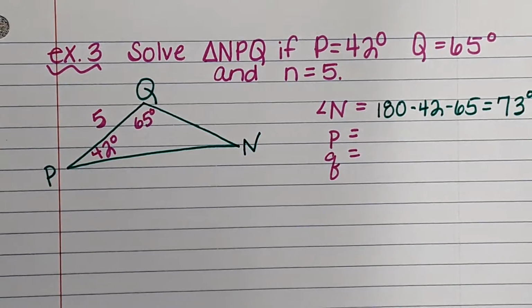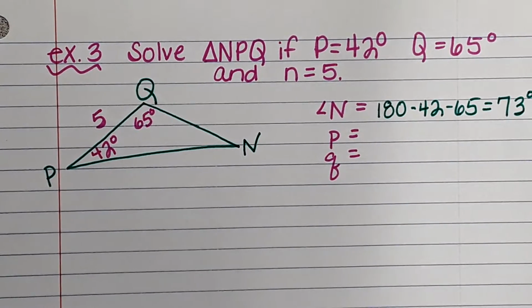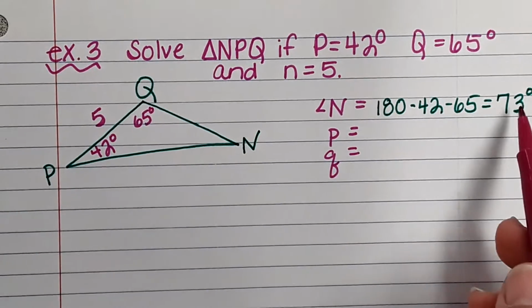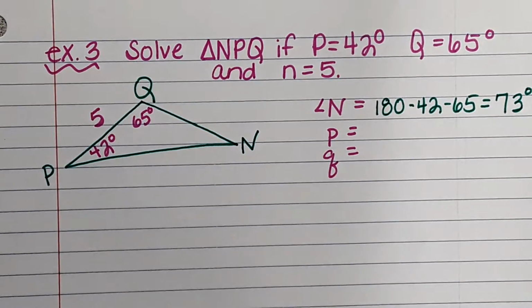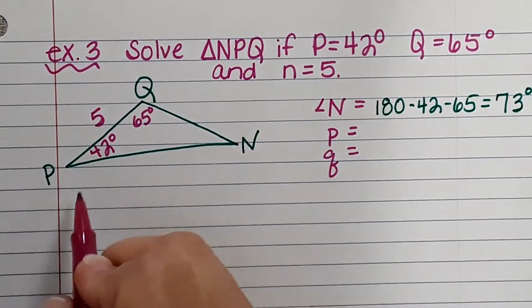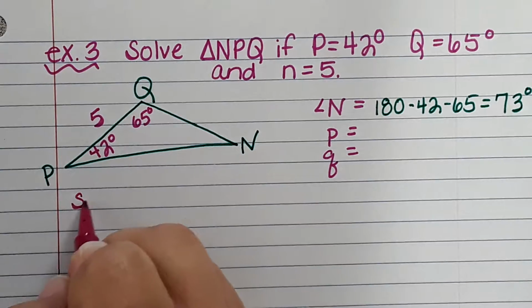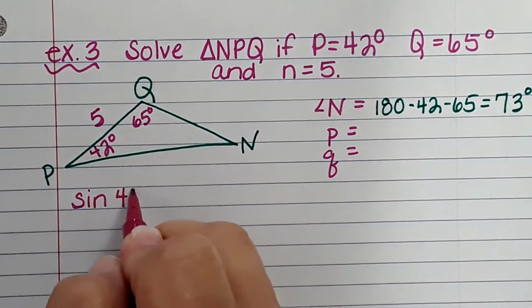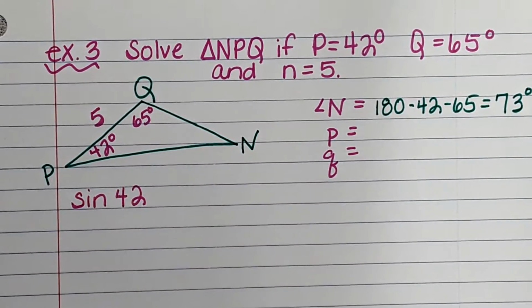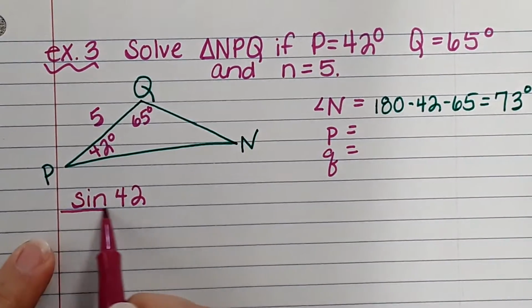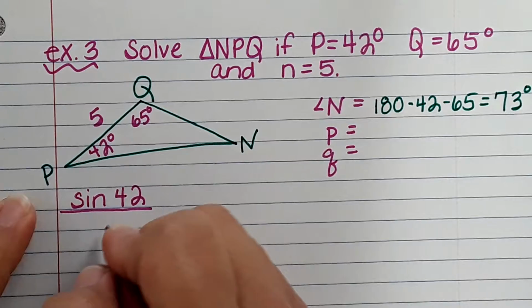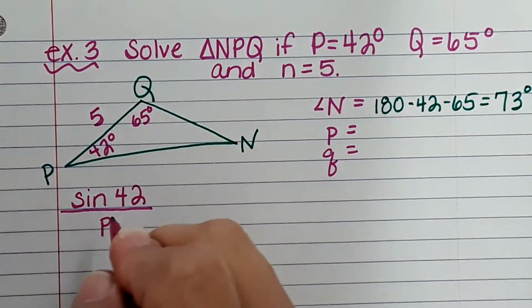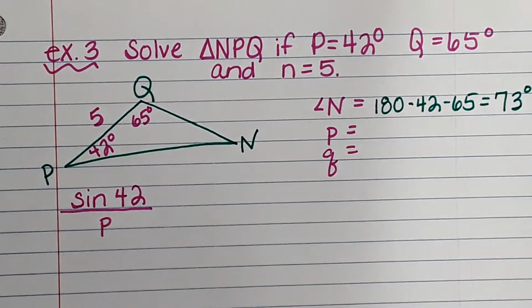Now, to find the two sides, because I know angle N and I know side N, I want to stick with that one to find p. So we're going to do sine of 42. Remember, this is the law of sines. That's why we're going to use sines. So sine of 42 over little p. Well, I don't know little p. I'm looking for lowercase p.